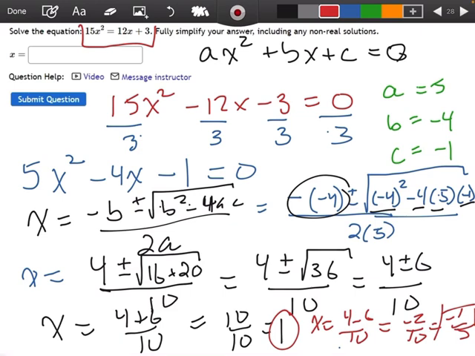So we get two answers, y'all. One of them is x equals 1, and the other one is x equals negative 1 over 5, okay? So, y'all, the fact that we came up with nice answers just means we could have factored it, but it's okay to use the quadratic formula as well, too, right? You're still going to get the same answers. You got any questions? Let me know.